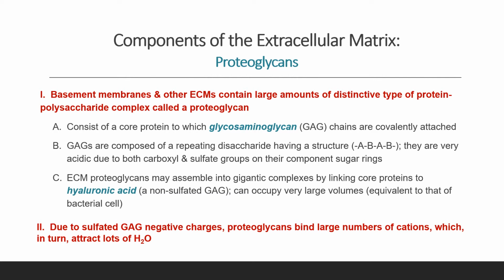So GAGs are very acidic due to both carboxyl and sulfate groups on their component sugar rings, and due to the sulfated GAG negative charges, proteoglycans bind large numbers of cations, which in turn attract lots of water molecules.